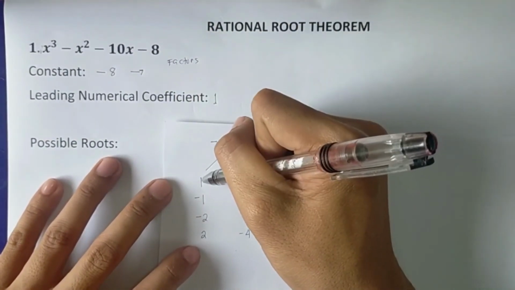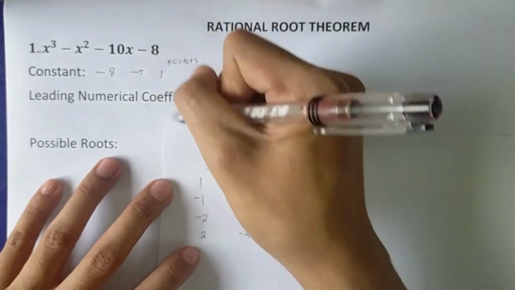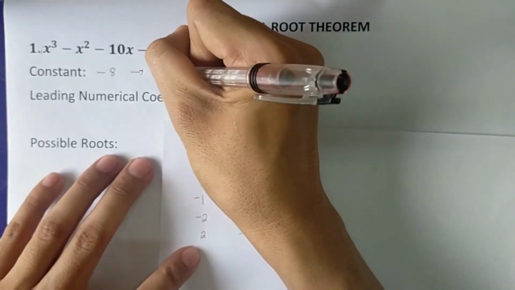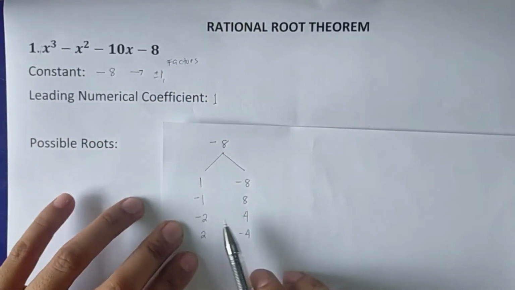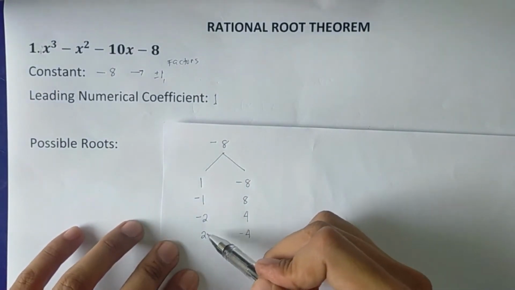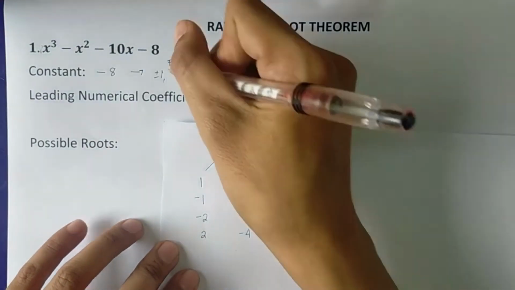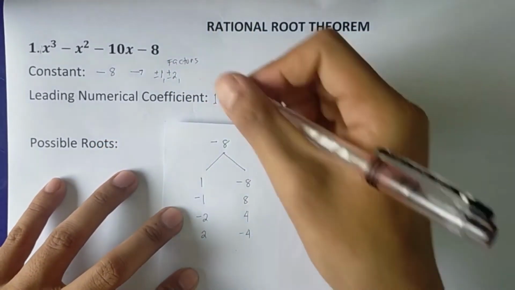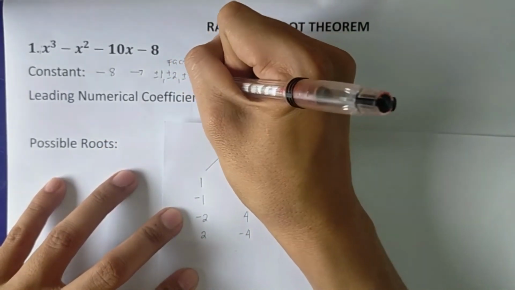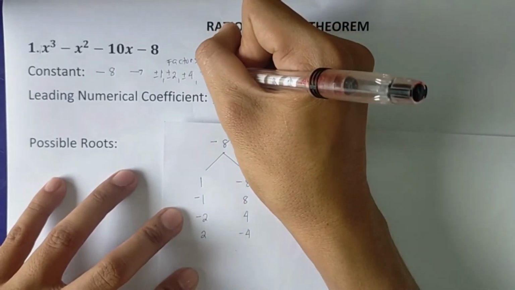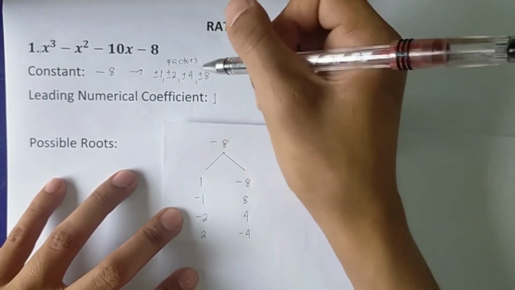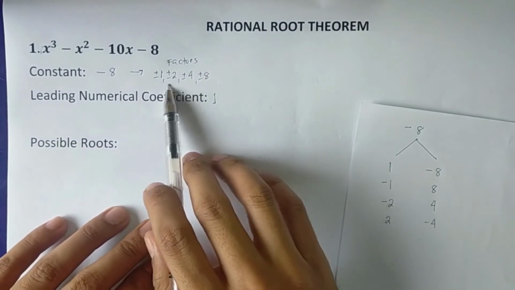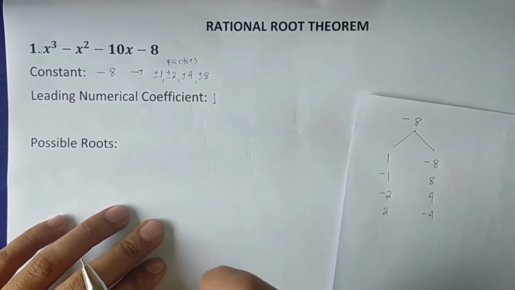Since there are two, there is 1, right? Positive and negative, so positive, negative 1. We have 2, positive, negative 2. We have also 4, positive, negative 4. We have also 8, positive and negative 8. So these are the factors of negative 8.